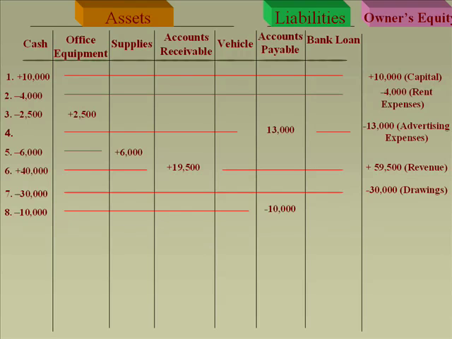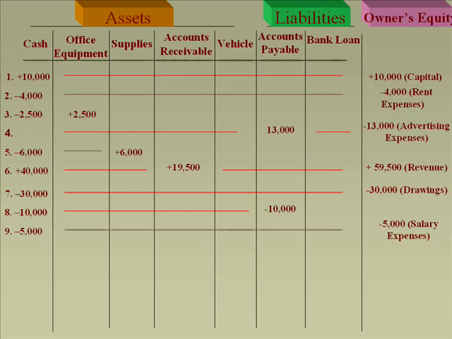What about the next one? You paid employee salaries of $5,000. Cash goes down, and you have salaries expense. Is an expense good for equity or bad for equity? We agreed it's bad. Here it comes. Cash goes down 5. Owner's equity goes down 5,000.